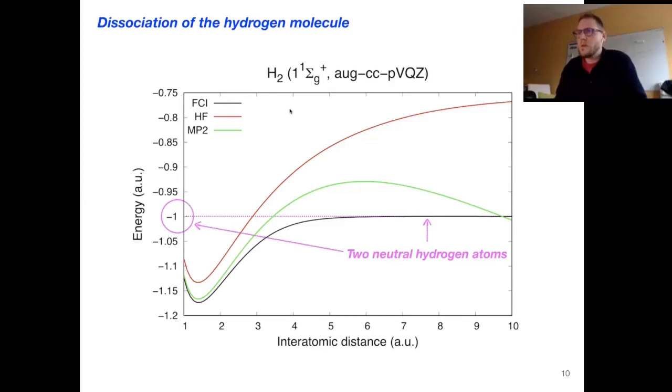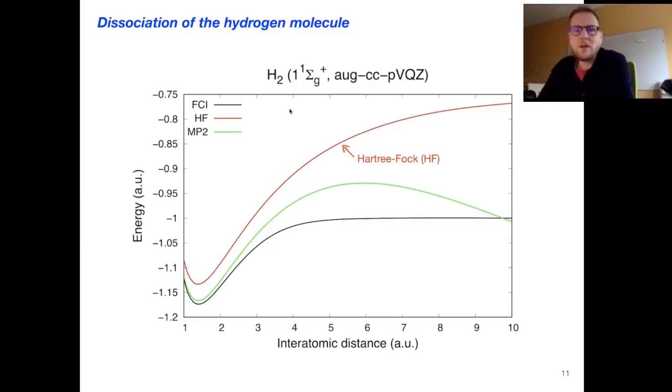Well, if you do Hartree Fock, you can see the curve. Something goes really wrong, okay? When you dissociate, when you break the bond, because you're far away from the exact result. So we'll try to understand a little bit more what is happening. And Vincent actually gave the answer before.